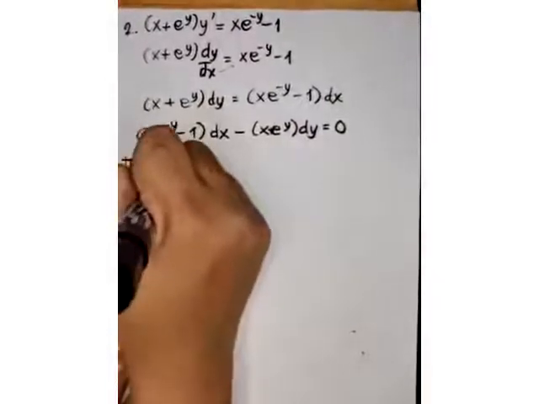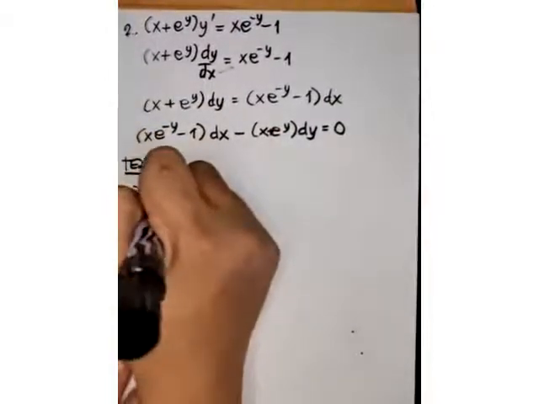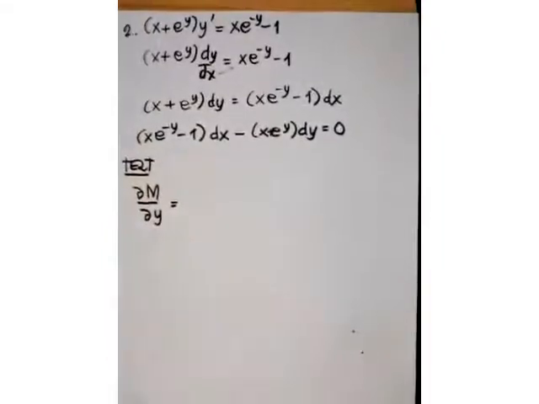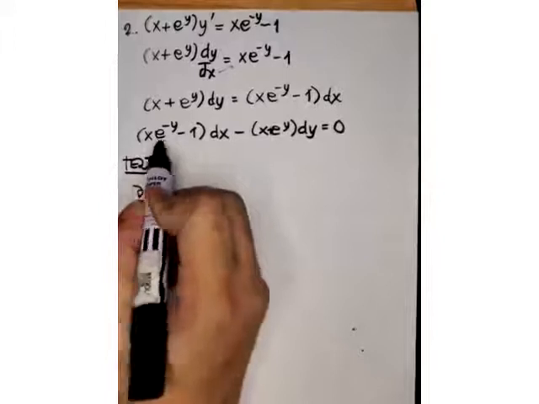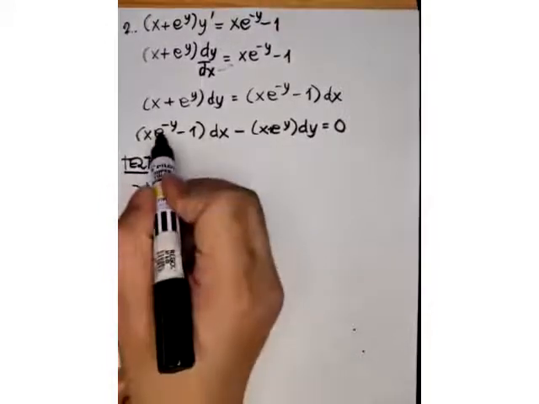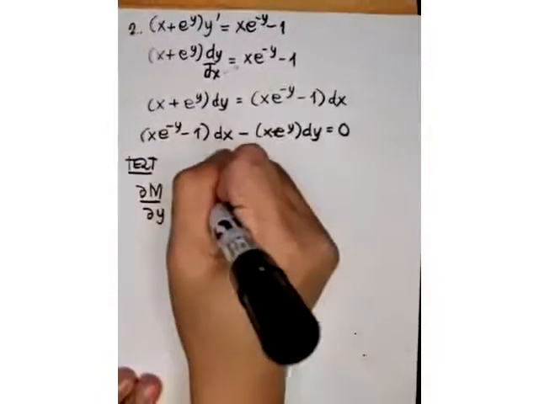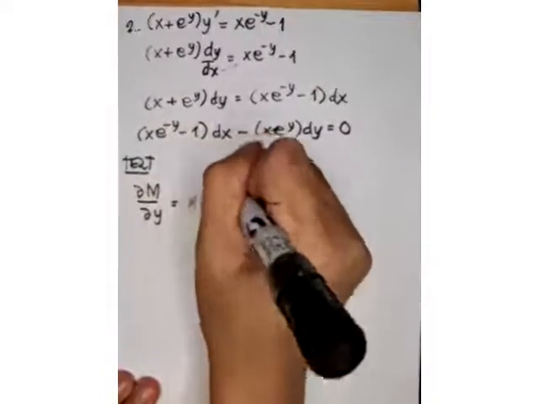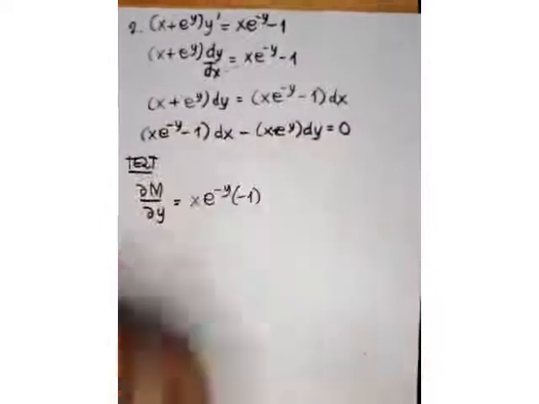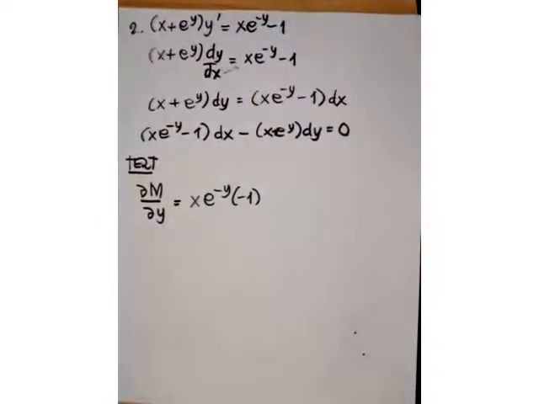Okay, so let's have the partial derivative of M with respect to y. Ayan. So that means all the x's will be 0. So ito ay, derive natin is yung e raised to negative y because x is considered constant. So that's x e raised to negative y times negative 1. Ayan. Tama ba?